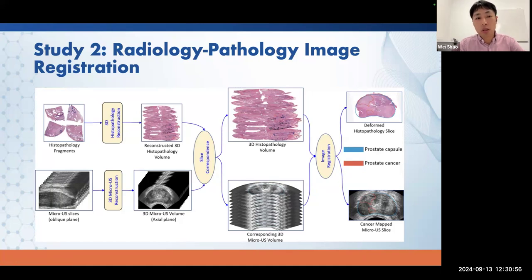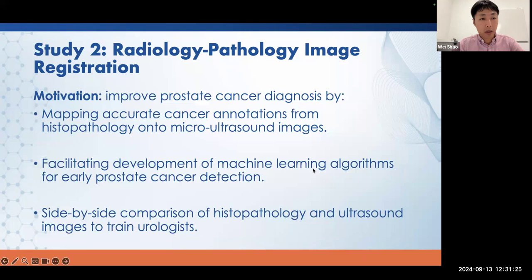So what we do is image registration to spatially align those two types of modalities, so that after the registration, we can map the cancer outlines, the so-called most accurate cancer outlines from the pathology image, into the microultrasound image. By having those microultrasound image and cancer outline pairs, we can train our AI model for automatic detection of prostate cancer on microultrasound.